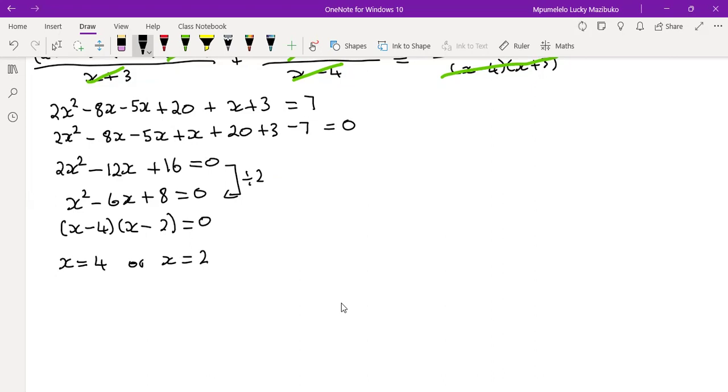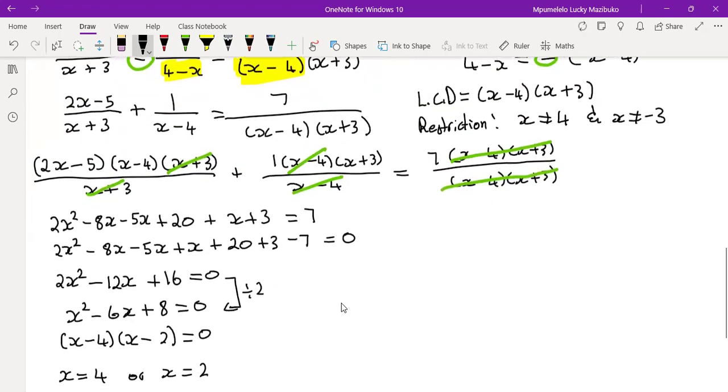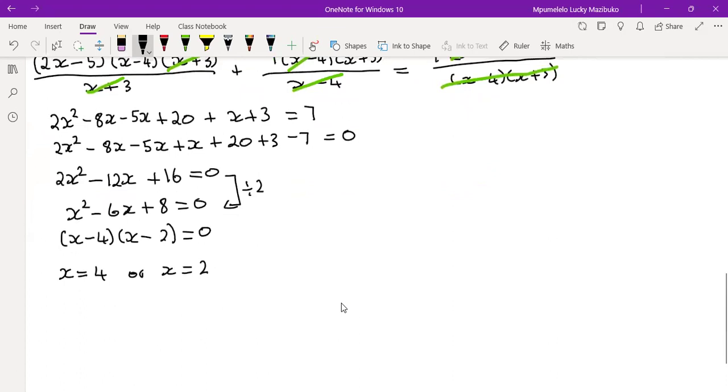But if you remember, we are restricted that x cannot be 4, so therefore we do not accept 4 but accept 2. 2 is not part of our restrictions, so this actually only has one solution, instead of 2 solutions. Right.